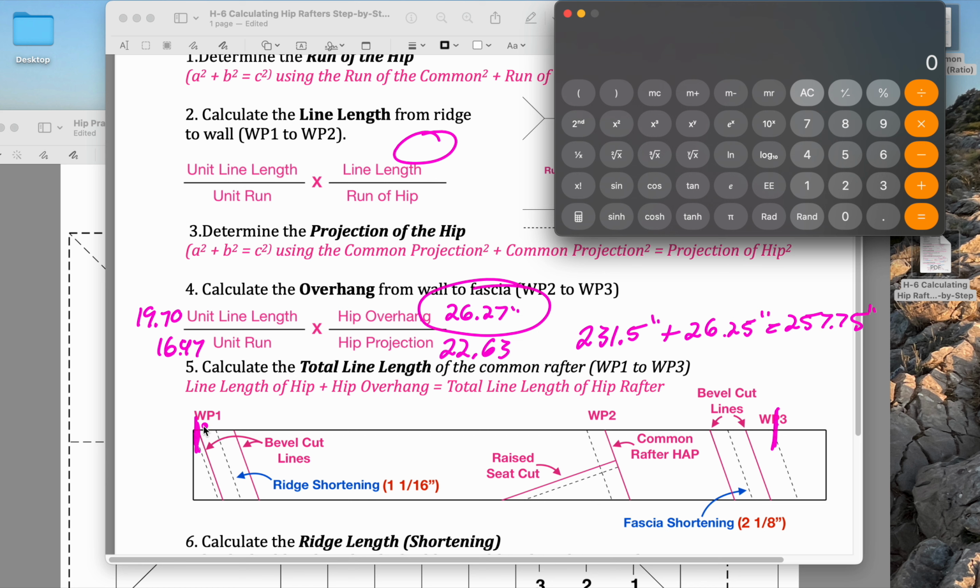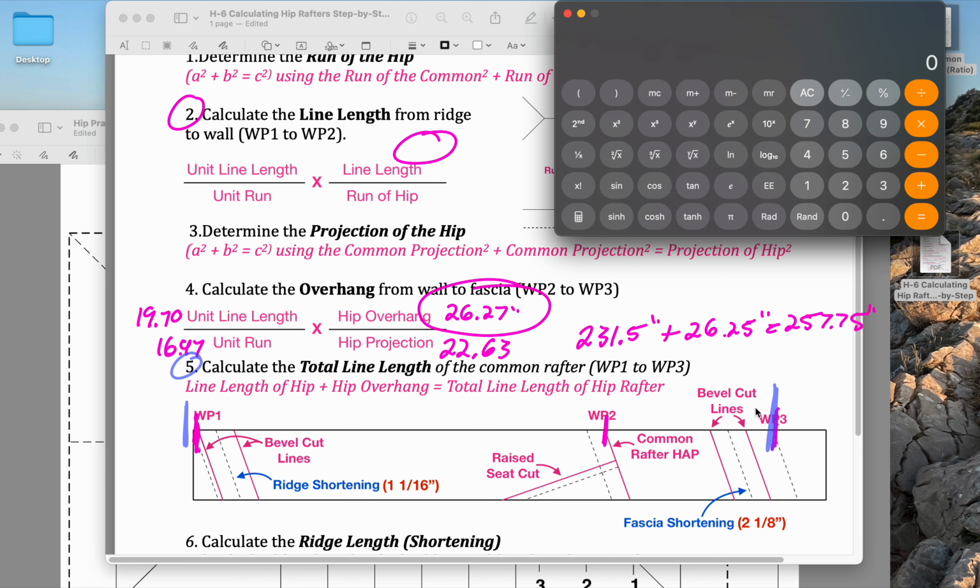But ultimately we have our working point 1 to working point 2. That's what we got here. And then we have our working point 1 to working point 3, which is what we got in step 5 here when we added everything together. Okay, so that would get us to those positions. And if you watch the how to lay out hip rafter video, you'll see what we are doing at each of the spots. So the shortening for the ridge, this drop for the hip, and the shortening for the fascia.